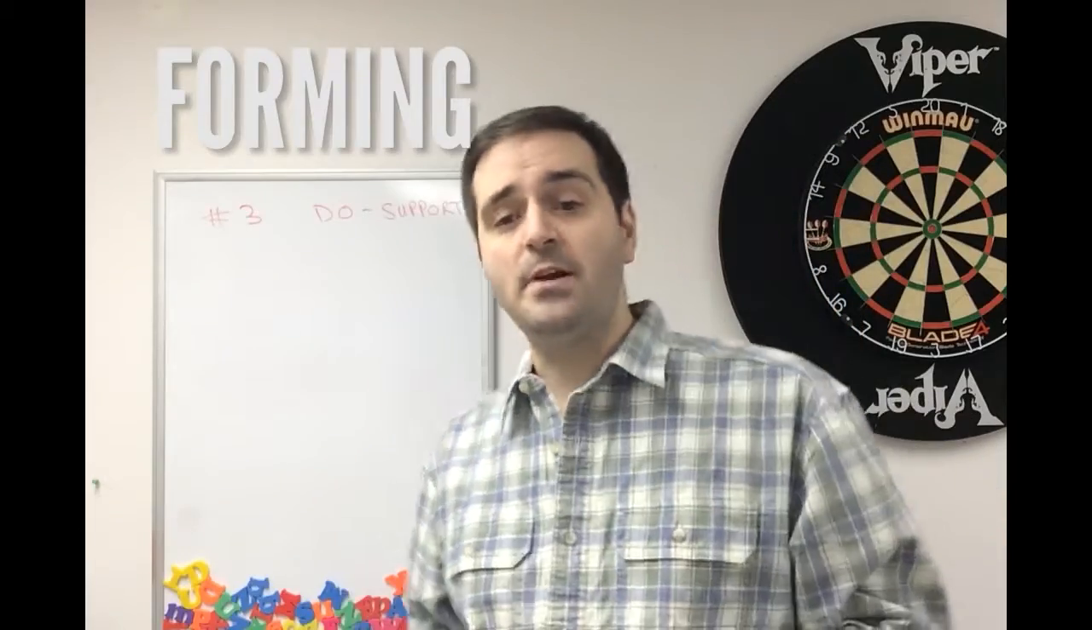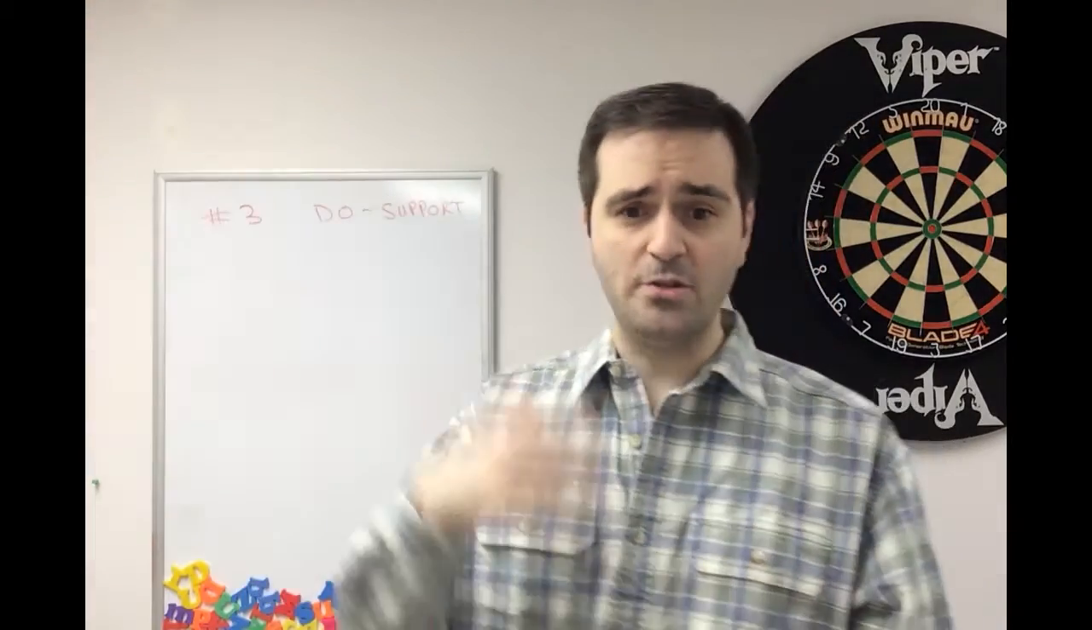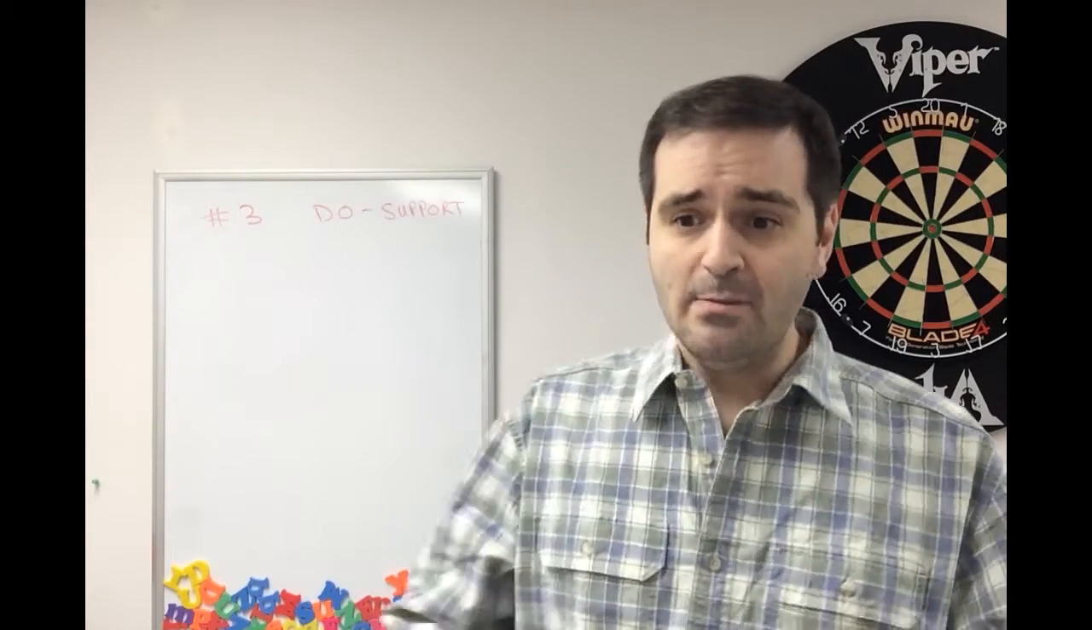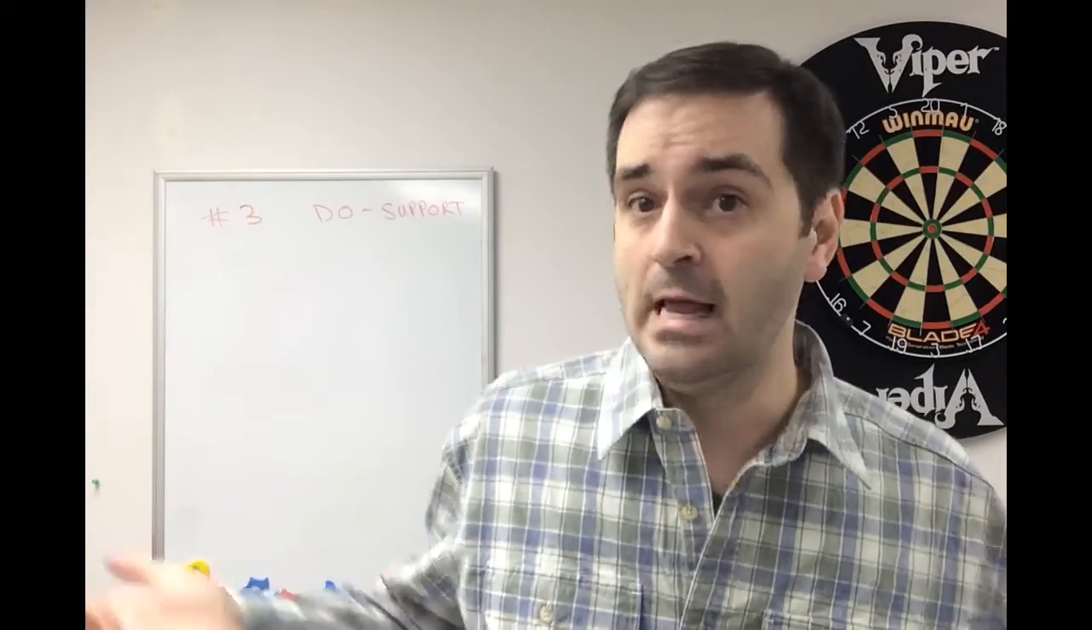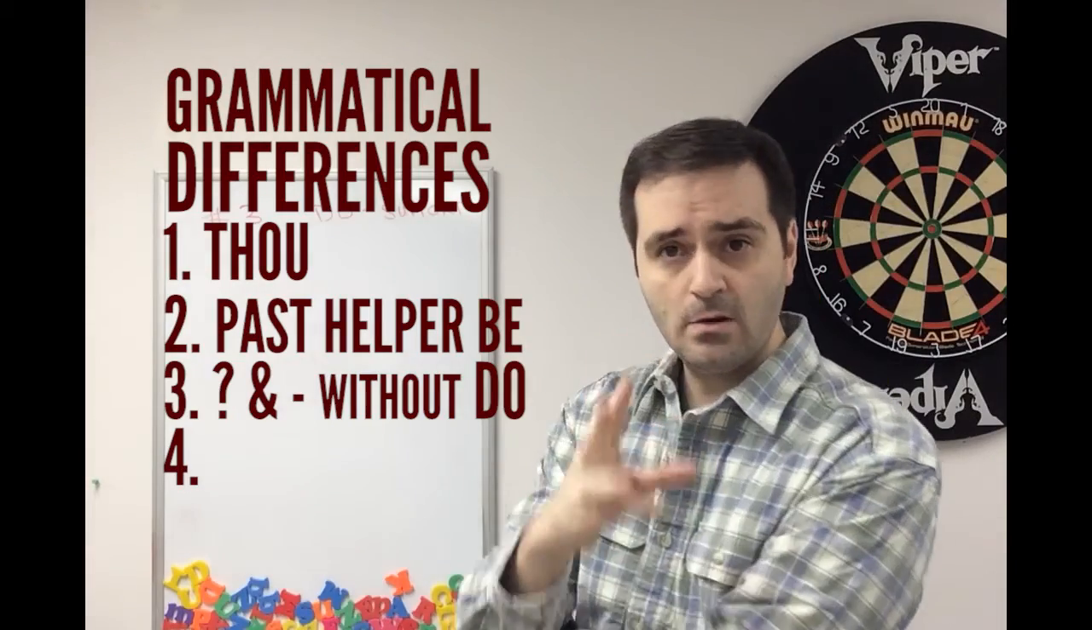Here's the thing, if you study French or Spanish, you know that Shakespeare's way of forming questions and negatives is actually more normal than modern English. We're the weirdos using do to form questions and negatives. It's unnecessary, it's inefficient, but it's what we're used to, so it's the rule, and we don't question it. Crazy! That was grammatical difference number 3. Here comes number 4.